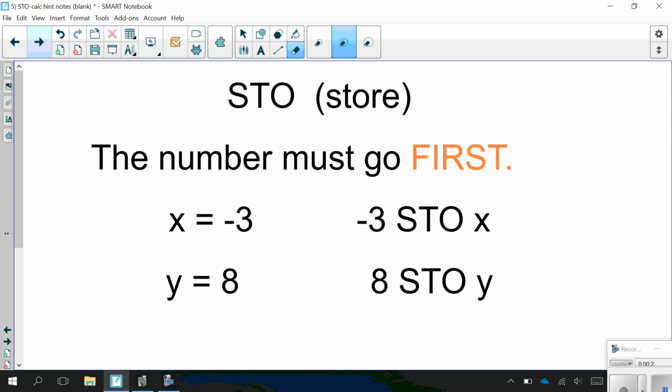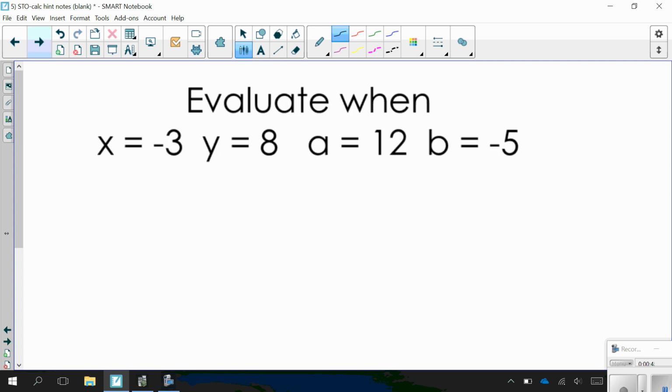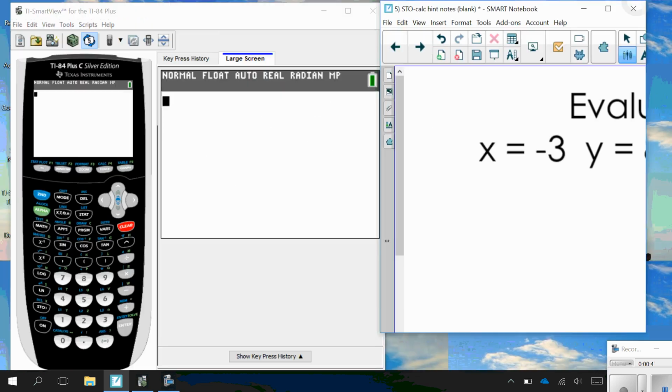A part that's a little bit tricky is that they put it, what I like to say, backwards. So if they tell us x equals -3, when you put it in the calculator, you have to put the -3 first. So we would do -3 store x. They tell us y equals 8, but we have to do 8 store y. Let's go ahead and practice using our calculator for some of these functions.